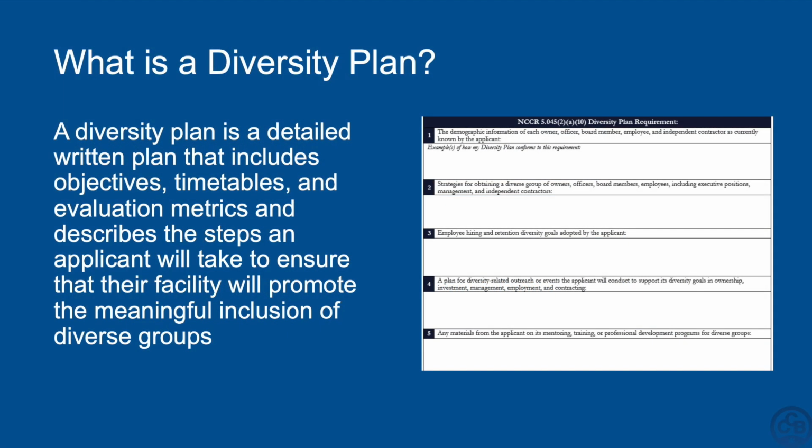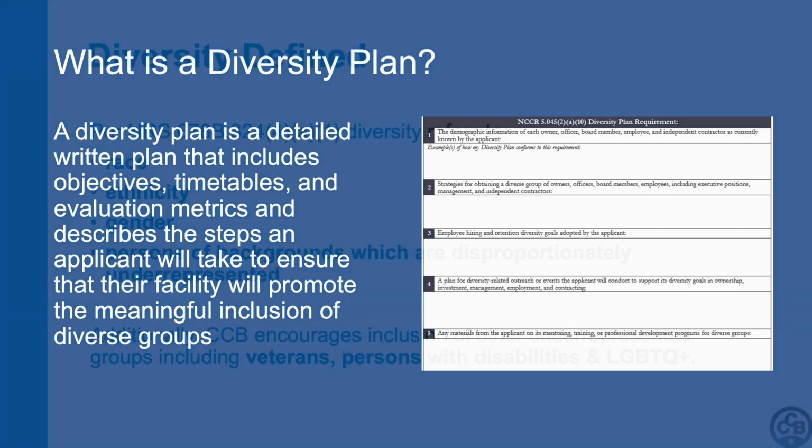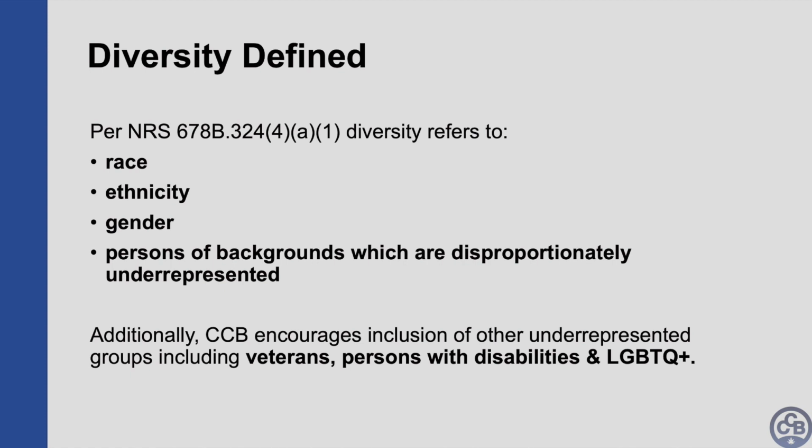A diversity plan is a detailed plan that includes the demographics of each owner, officer, board member, employees, and independent contractors currently known by the applicant. It is also a breakdown of how the applicant will work to ensure that their facility will promote meaningful inclusion of diverse groups. The full details required in a diversity plan can be found at NCCR 5.045-2A10.1I.